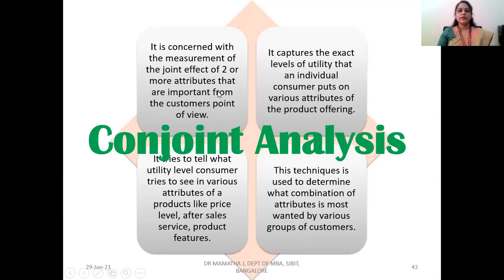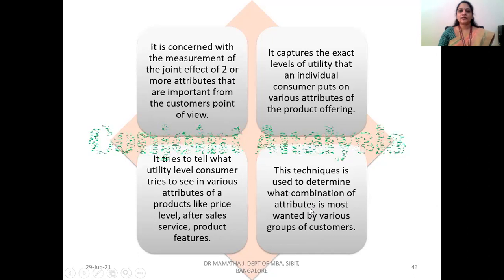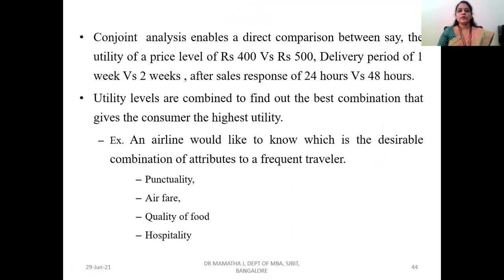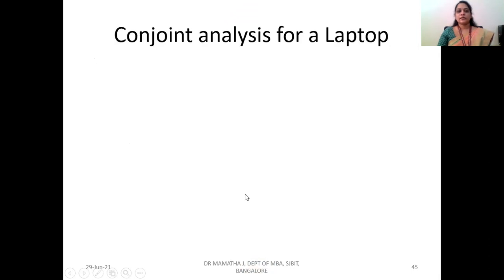So you want to check the joint effect of two or more attributes, that is, a combination of attributes which are liked by the customers. Conjoint analysis will enable a direct comparison between the utility of, for example, price level, rupees 400 versus rupees 500, delivery period of 1 week versus 2 weeks, or after-sales response of 24 hours versus 48 hours. So a combination of factors together is preferred by a customer. Then a conjoint analysis can be done.